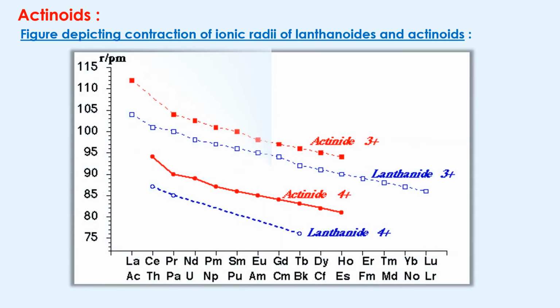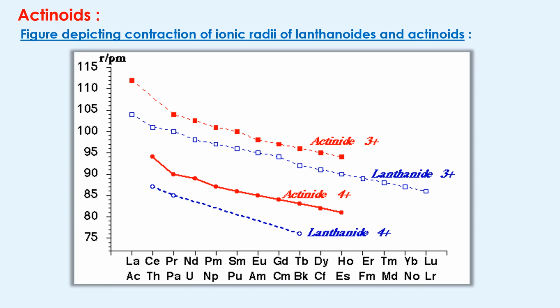Now see this table. What is your observation? The lanthanide in +4 oxidation state is shown by a dotted blue line. For the actinoid, that is also the +4 oxidation state. They are showing the actinoid contraction in the +4 oxidation state. Similarly, they are showing it for +3 lanthanide and actinide.